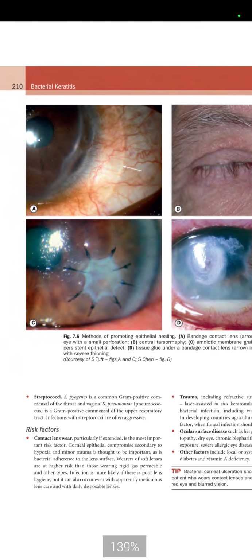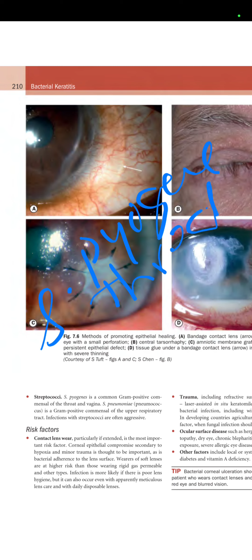Next is Streptococcus. Streptococcus pyogenes is a common gram-positive commensal of the throat and vagina. Strep pneumoniae, pneumococcus, is a gram-positive commensal of the upper respiratory tract. Infection with streptococci is often aggressive. So basically pyogenes is normally present in the throat, and strep pneumoniae is present in the lungs and upper respiratory tract.